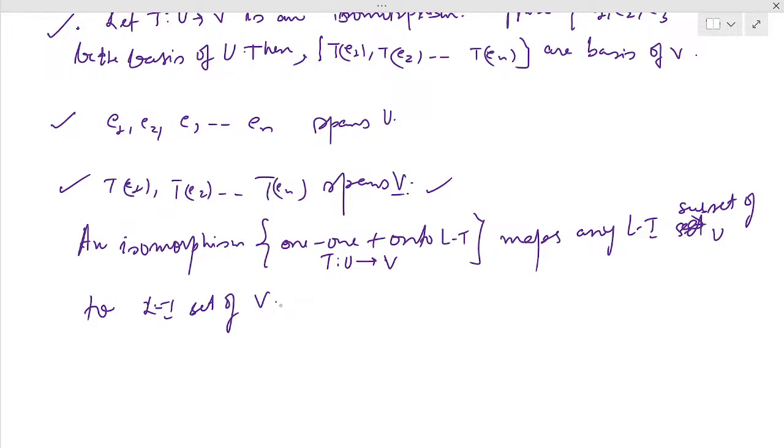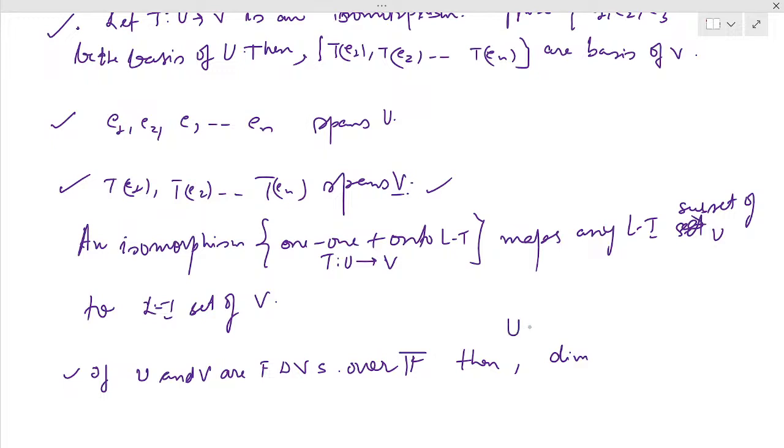Another important result that comes out from here, in particular for finite dimensional spaces: if U and V are finite dimensional vector spaces over field F, and U is isomorphic to V, then the dimension of U is equal to the dimension of V. These are very, very important results that you should remember.